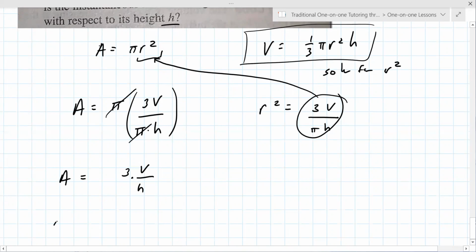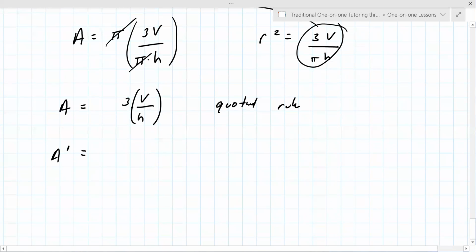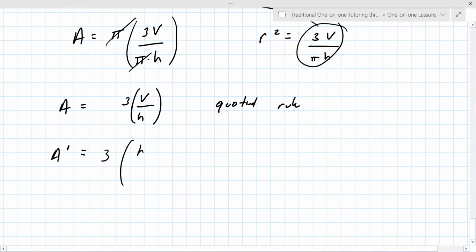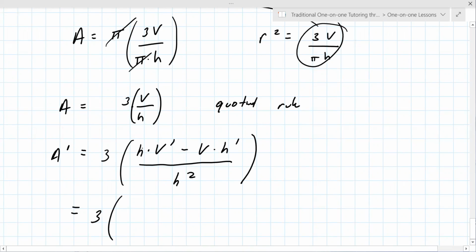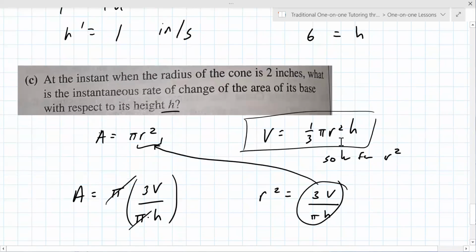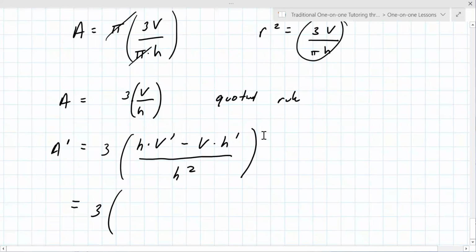So to find A prime, you have to use the quotient rule on this part. Okay. So it's 3 times bottom times derivative of the top minus the top times derivative of the bottom, over the bottom h squared. All right, so you actually have all these values. h is 6. We found that already. We don't want to redo stuff we already found. V prime is 4 pi.